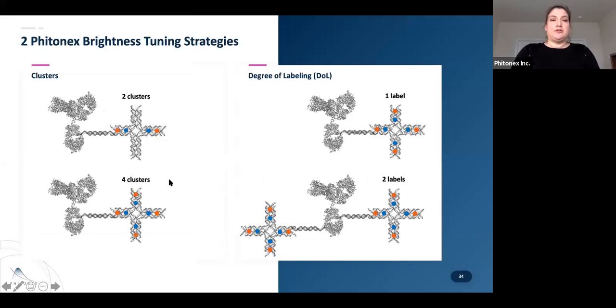So not only can we look at the two and the four cluster in terms of brightness, this is basically a one-to-one in terms of our label with an antibody and the two or four clusters. But in terms of the degree of labeling, we have conjugation kits and can control whether we add one or two labels to an antibody and tune brightness that way. So there are two different strategies to turn up that volume knob.